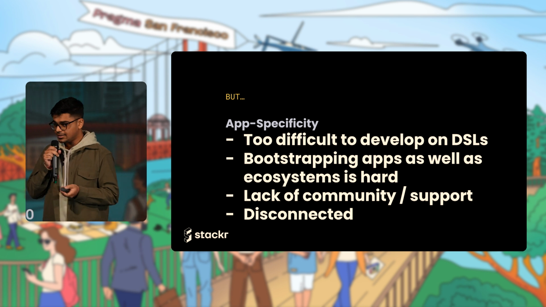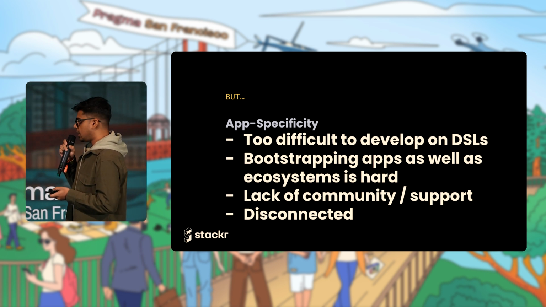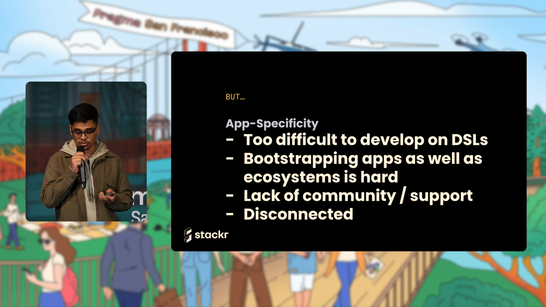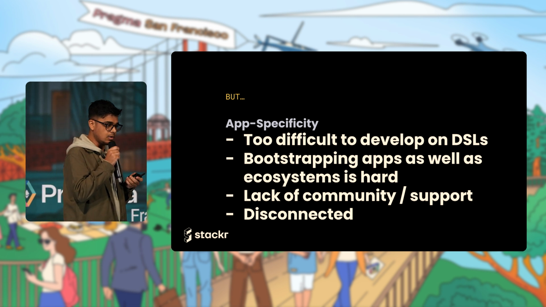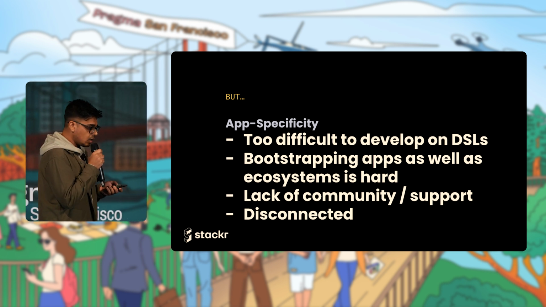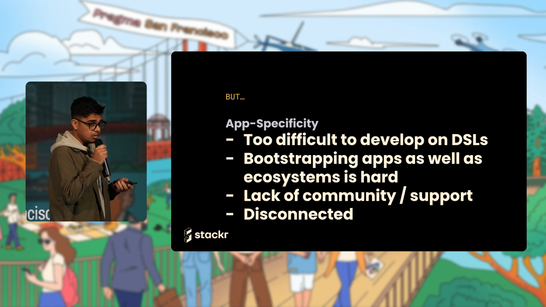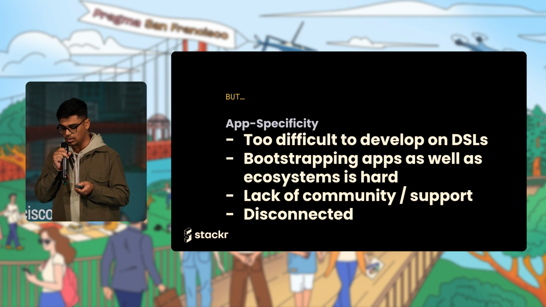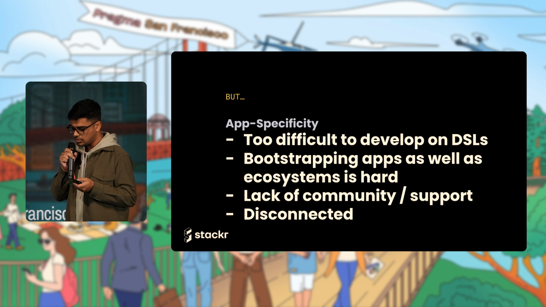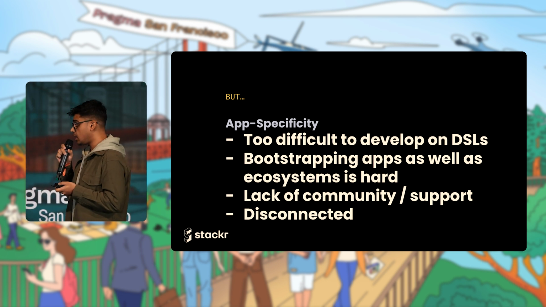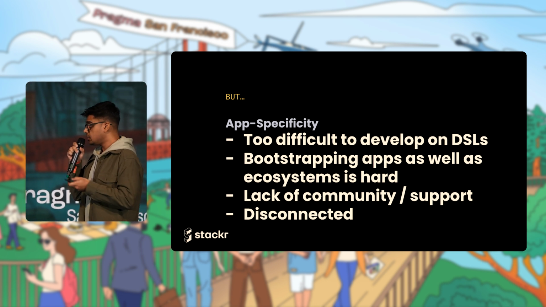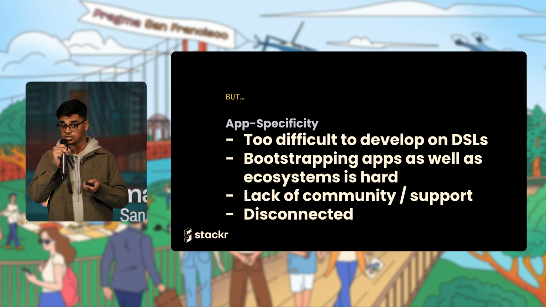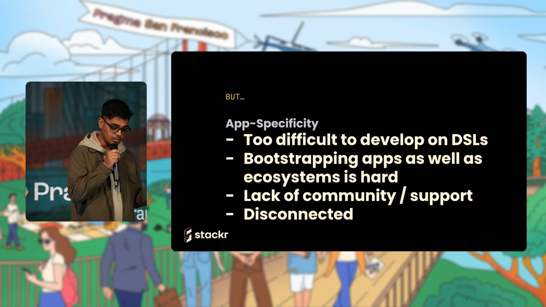But at the same time, even app specificity has a lot of issues. To develop, it's a little bit difficult to develop on a DSL. You have to have a very good understanding of the system itself to understand what's happening, how things work, how to resolve bugs, and all of those kinds of things. Bootstrapping applications as well as ecosystems is hard, because to build a particular application for a particular system, you need to understand the nuances of the system. You need to understand the nuances of the ecosystem of that particular system.